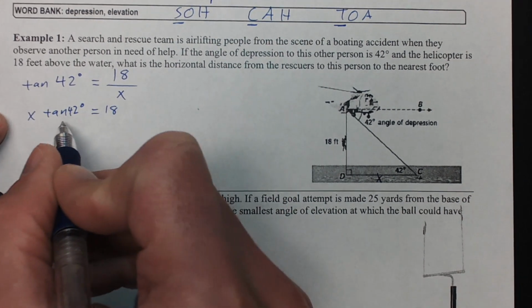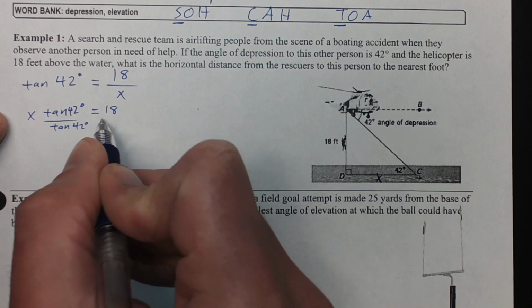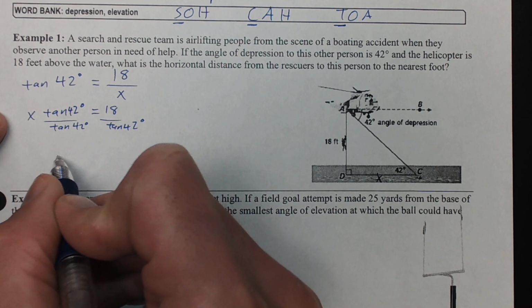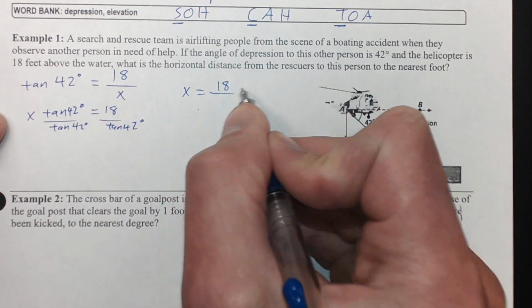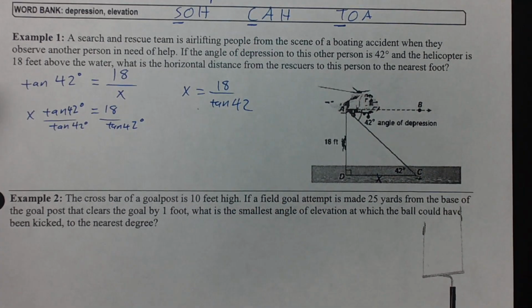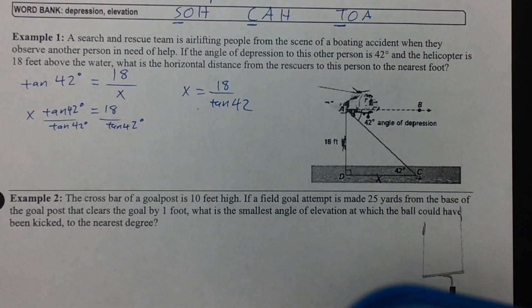And of course we need to solve for x, so we still need to divide both sides by the tangent of 42. This cancels out and you're left with x is equal to 18 divided by the tangent of 42. When you punch that in your calculator, you will get the right answer.